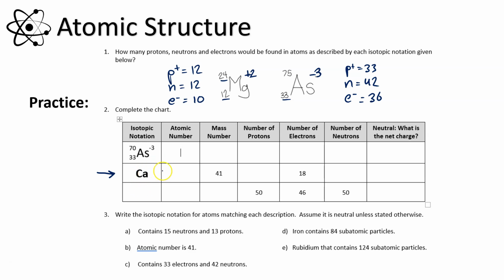If we know that it's a calcium atom, you can go to a periodic table and look up that the atomic number of calcium is 20. That also means there has to be 20 protons.